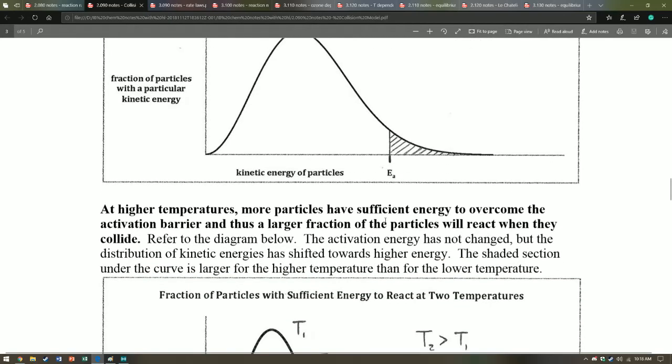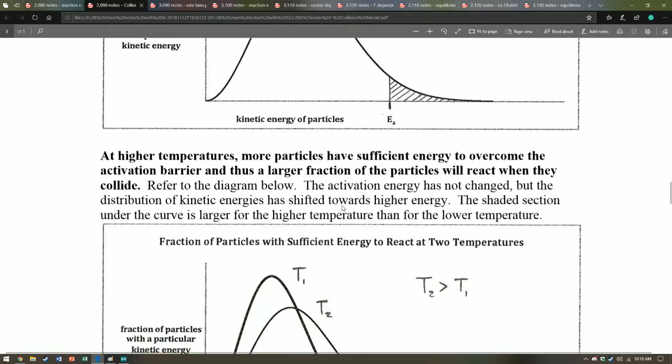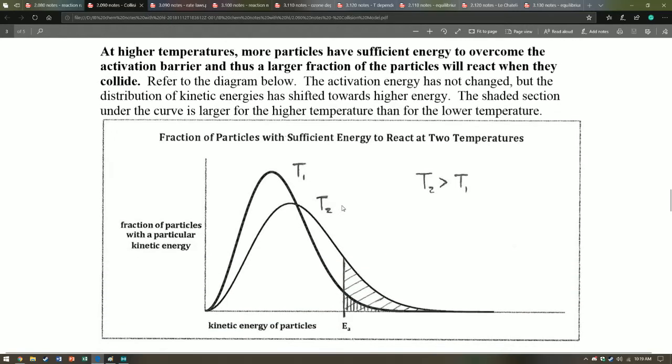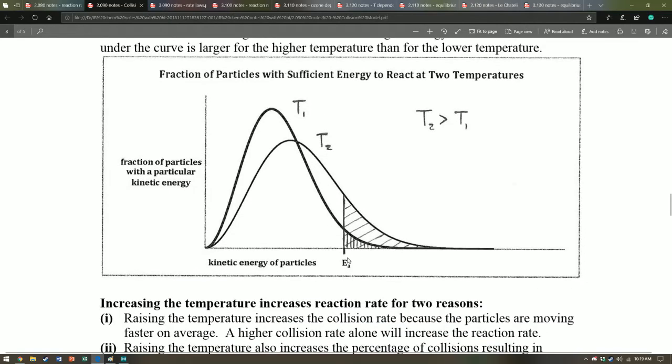At higher temperatures, since the activation energy is constant, as we increase the temperature, more particles have sufficient energy to overcome the activation barrier, and thus a larger fraction of particles will react as they collide. This intuitively makes sense because if we increase the temperature, the particles should have more kinetic energy because they should be moving faster, and therefore more of them should have successful collisions. We can see that here on the Maxwell-Boltzmann distribution curve. Since the activation energy is always constant, if we change the temperature, remember that the flatter curve means the higher temperature, so T2 is greater than T1, and we can see that the area under T2 is much greater than the area under T1.